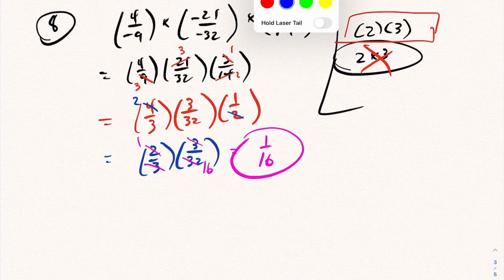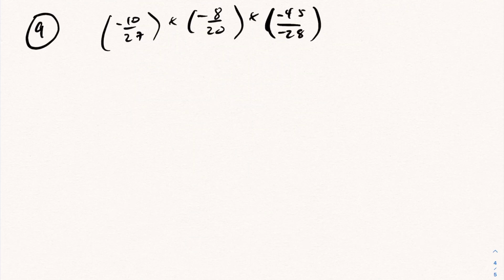So notice here, with this question, I didn't even have to multiply a single number. Just by reducing the numerator and denominator, I got it down to 1 over 16. And that's the advantage to always, before you go ahead and multiply these numbers out, see whether you can do any reduction. Okay, again, I encourage you guys to pause the video, try this out yourselves.